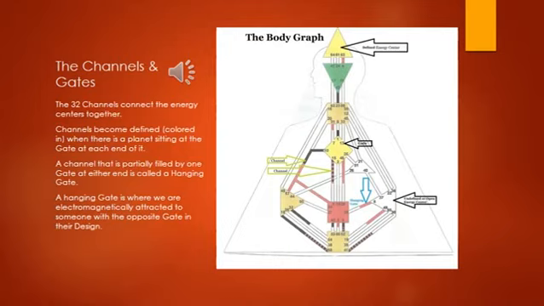The channels and gates. The 32 channels connect the energy centers together. Channels become defined or colored in when there is a planet sitting at the gate at each end of it. A channel that is partially filled by one gate at either end is called a hanging gate. And a hanging gate is where we are electromagnetically attracted to someone with the opposite gate in their design.